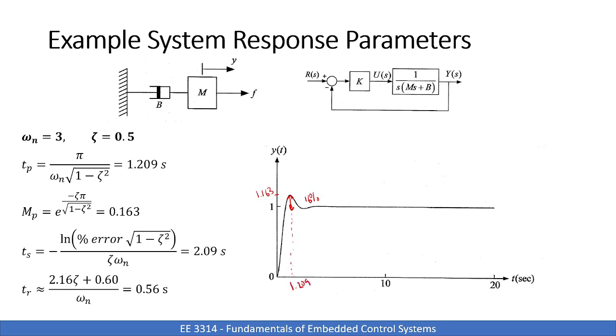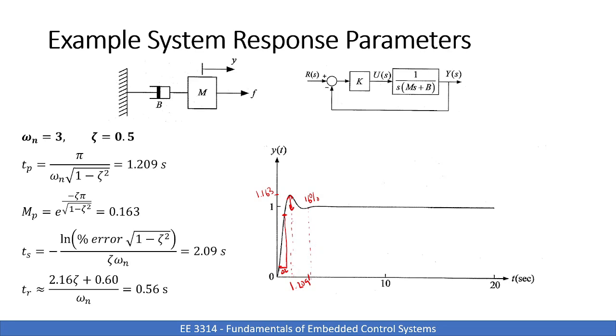Settling time is 2.09 seconds, which would be somewhere around here, which means we're settling into some error. I'm not sure which percent error that's calculated for, but we could probably figure that out. I'm assuming it's maybe 5%. And then rise time is this more approximated value. Here we're saying it's about 0.56 seconds. So that's to get from 0.1 to 0.9. So this delta t here, we're saying is about 0.56 seconds.